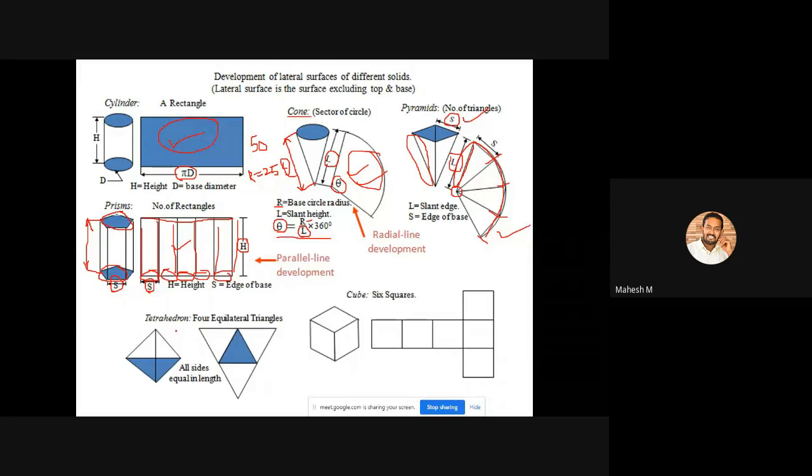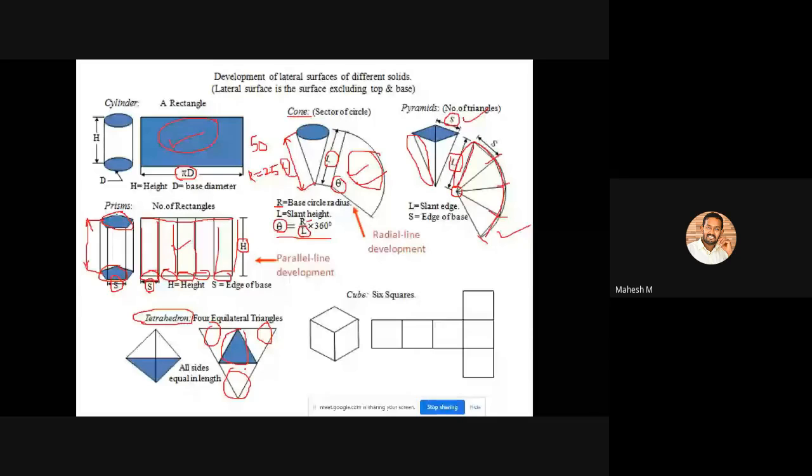This particular solid is not available in your curriculum, so you don't have to worry about this. It is called a tetrahedron. A tetrahedron has four equilateral triangles. This one is the base part, and these are the side parts. So we'll be having three side parts and one base part. All four surfaces will be of equal size. Is it clear?